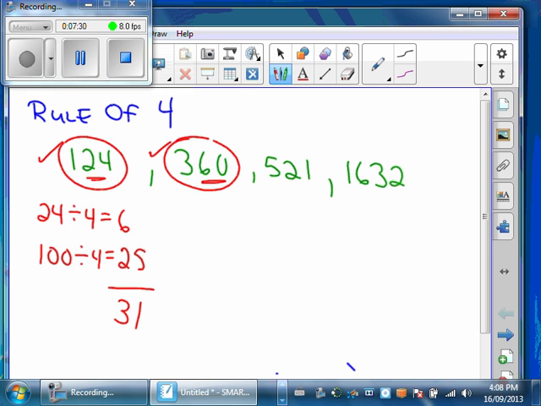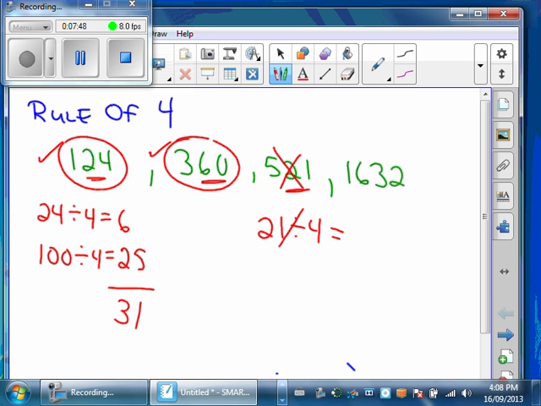Well, 521. We look at the last 2 digits. You know what? 21 does not divide by 4 equally. So we're going to say this number here does not divide evenly by 4.